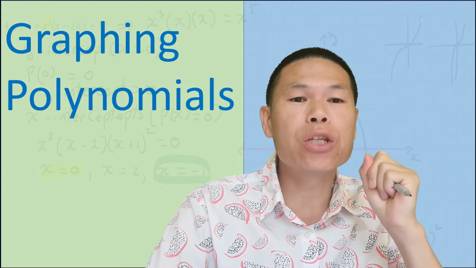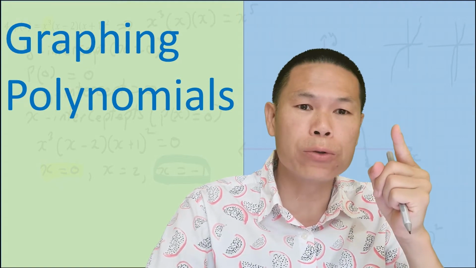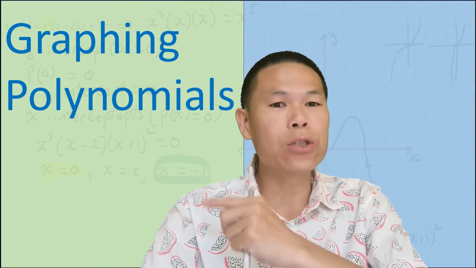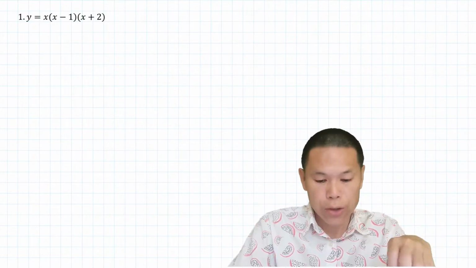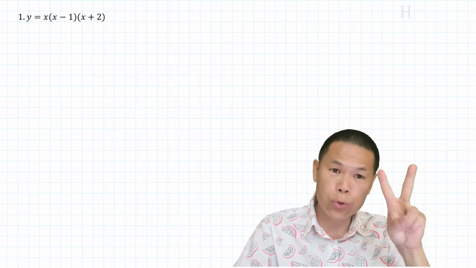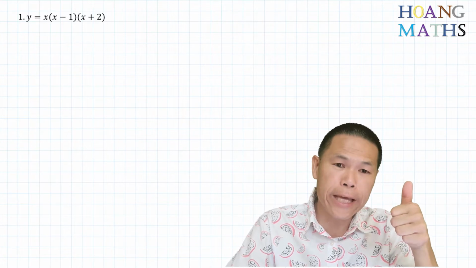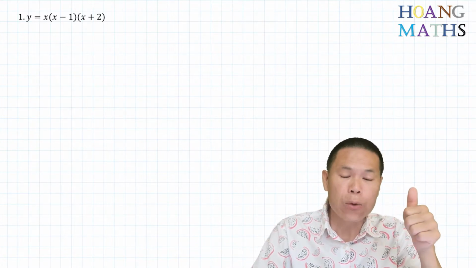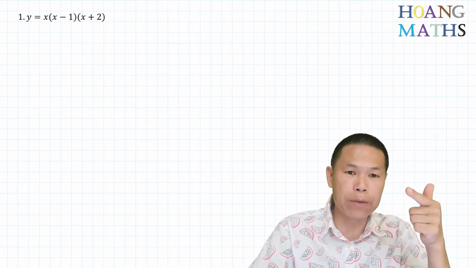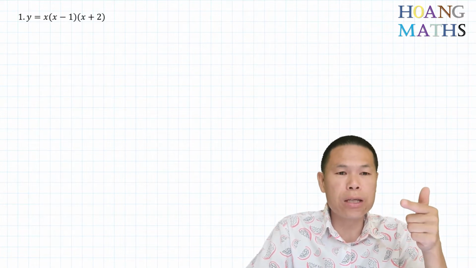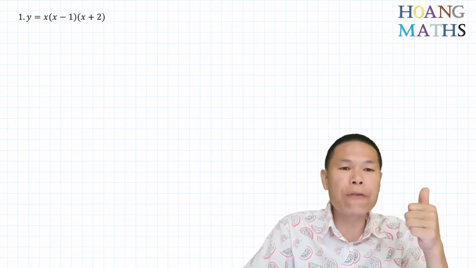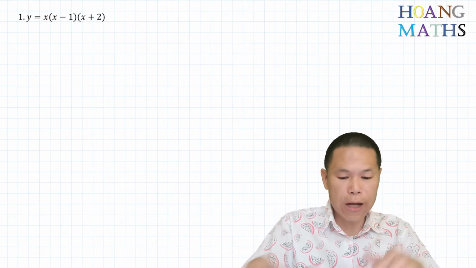In this lesson, I'm going to teach you how to graph polynomials. So let's go straight into it. Now, first one. To graph this, we need to go through two steps. First step is we find the x-intercepts, and after that, we find the y-intercept. It doesn't matter which step you go first. So let's find the y-intercept first.